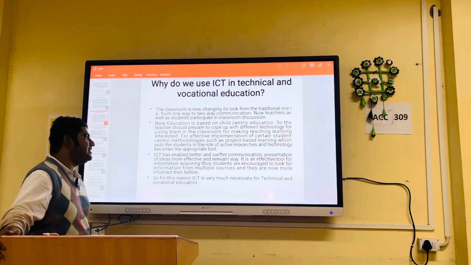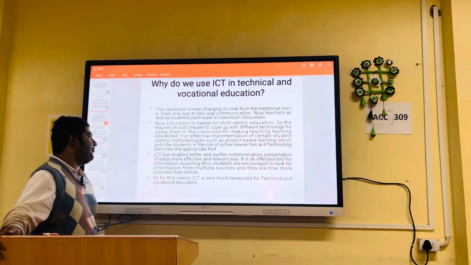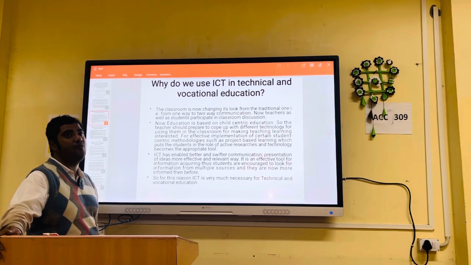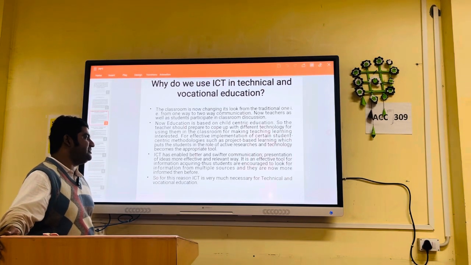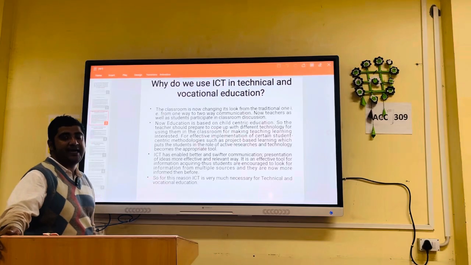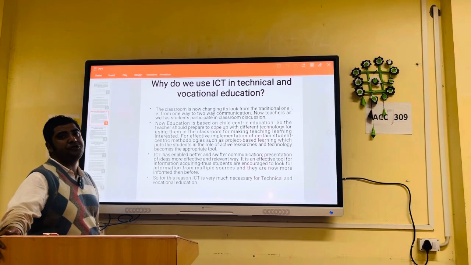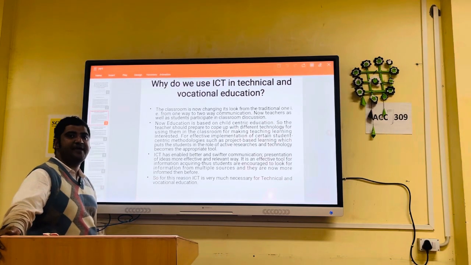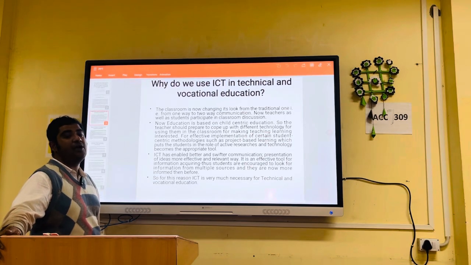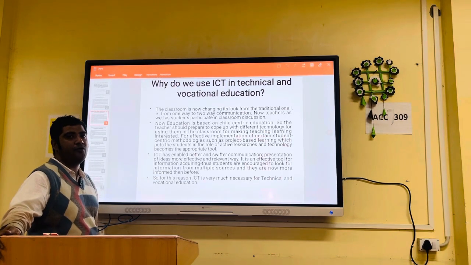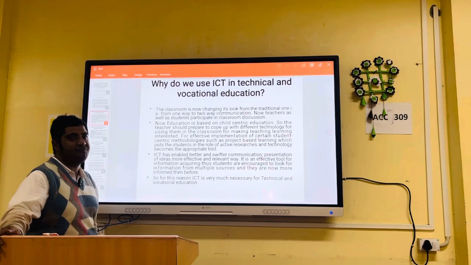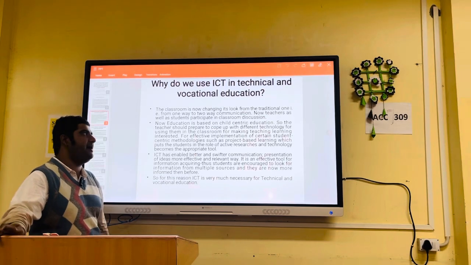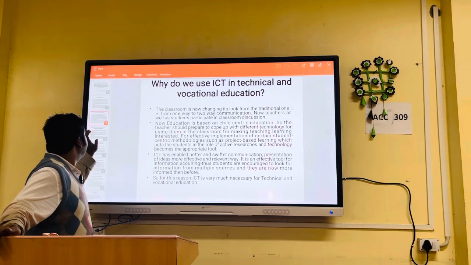ICT has enabled swifter communication and presentation of ideas in a more effective and relevant way. Hence, we can conclude that the greater use of ICT has made learning more lucid, more accessible and more reliable in terms of content delivery by the teachers.